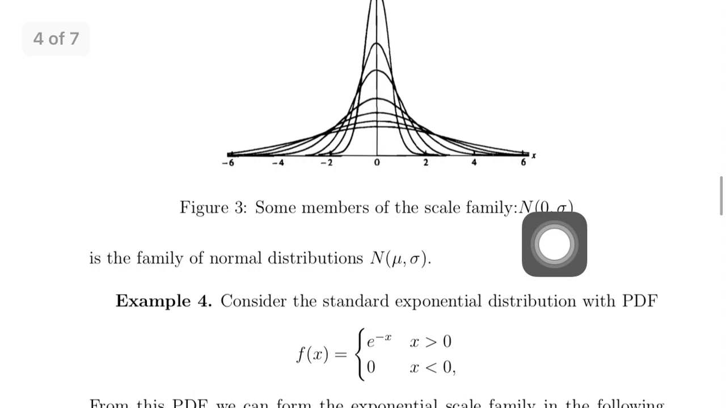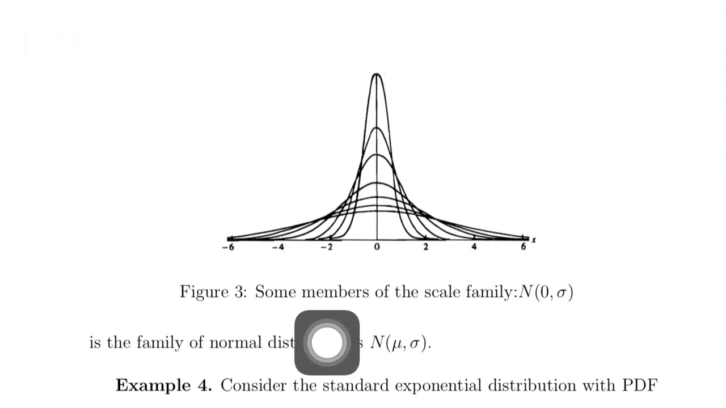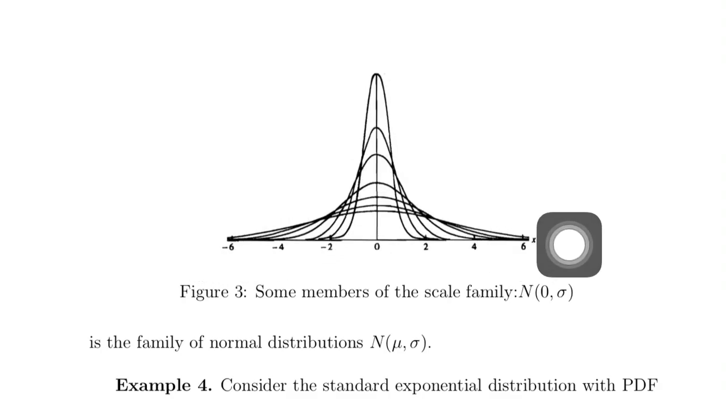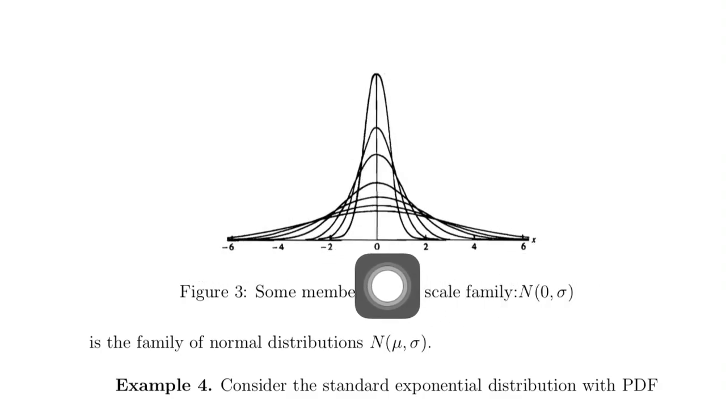Figure 3. You see, we are having some members of the scale family of normal distributions, still with mean equal to 0.